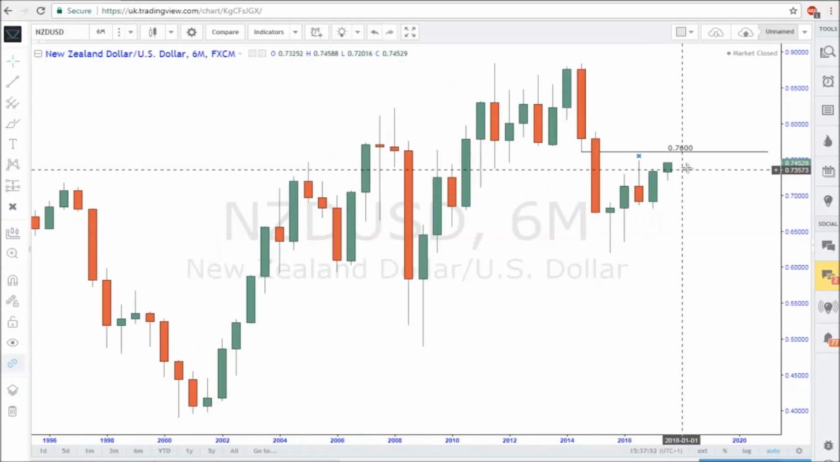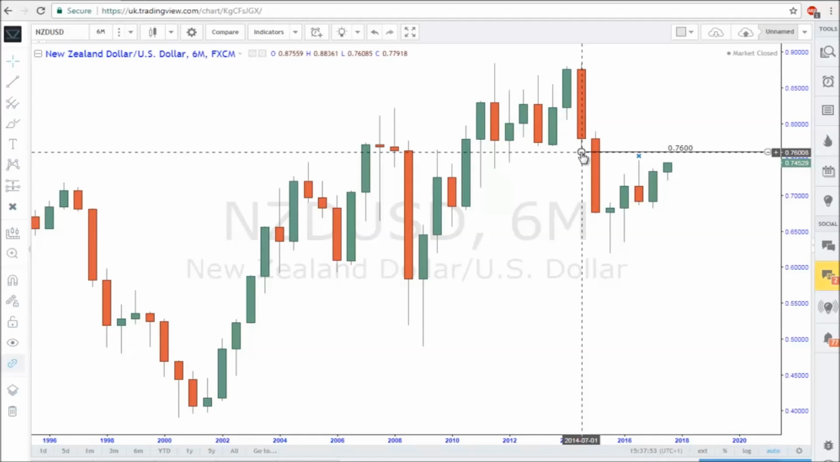But there's a level. Why did I have 7600? Because this monthly low was the previous resistance, now a support level. You can look at the bounce we had from there, 76.23 up, about 200 pips, over 200 pips, 250 pips.